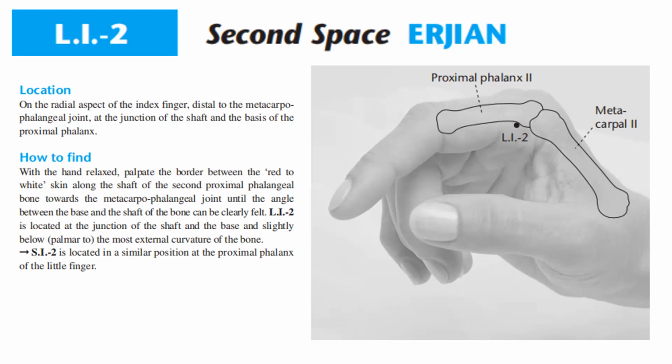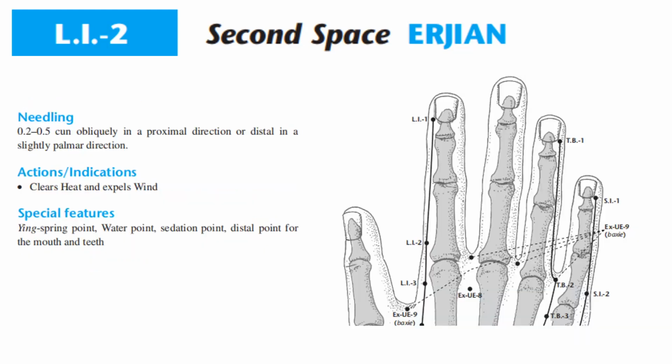curvature of the bone. SI2 is located in a similar position at the proximal phalanx of the little finger. Needling: 0.2 to 0.5 cun obliquely in a proximal direction, or distal in a slightly palmar direction. Actions and indications: clears heat, expels wind. Special features: Yin spring point, water point, sedation point, distal point for the mouth and teeth.